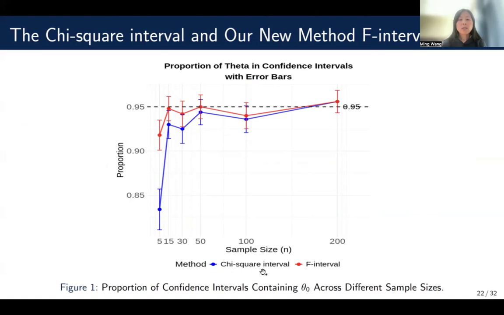The blue line shows the traditional method. The red line shows our new method. It's noticeable that for small sample sizes like n equals 5 or 15, our method is noticeably better than the traditional method. The proportion of times that our confidence interval contains the true parameter is closer to 95%. And as n increases, both methods give us a proportion close to 95%.